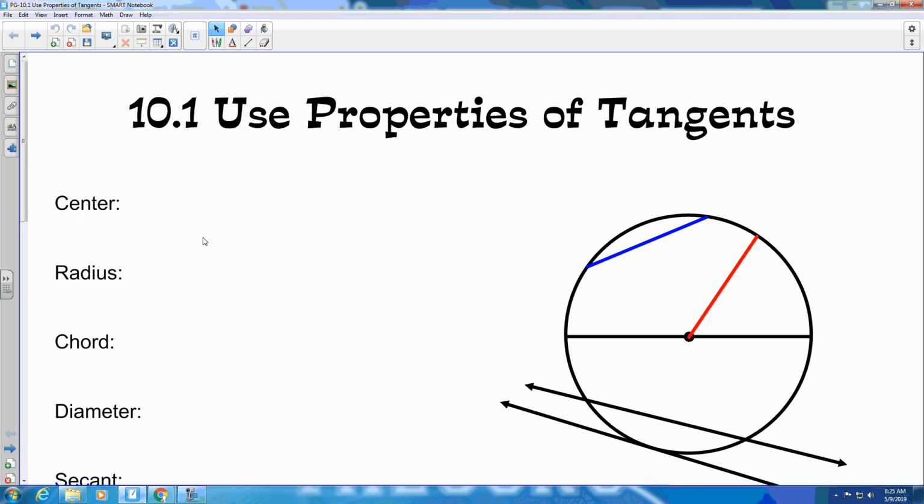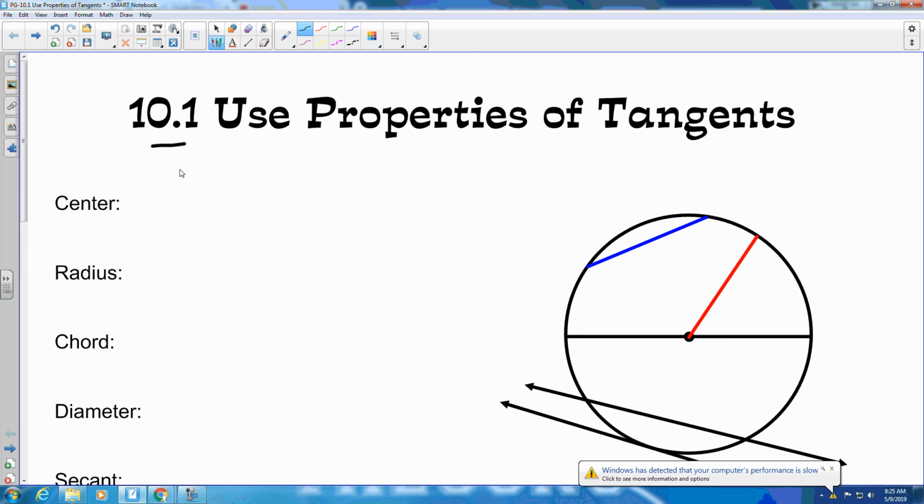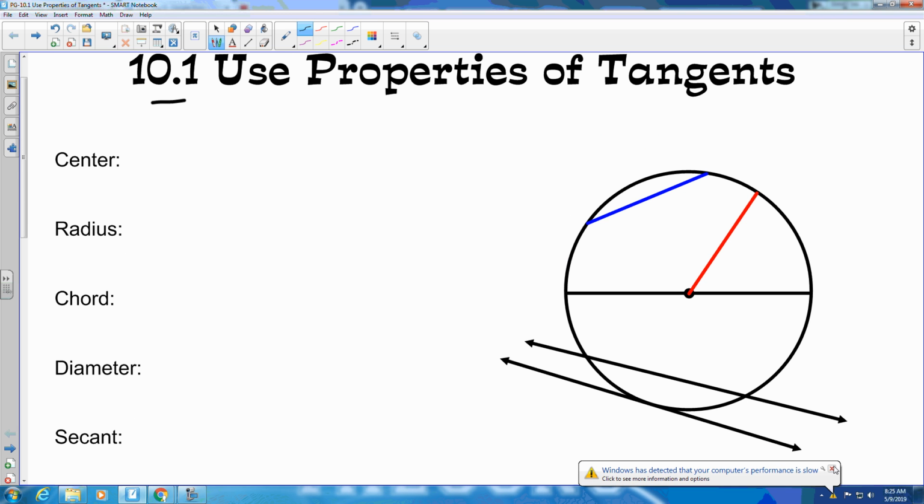All right, we're in section 10.1 where we're going to use properties of tangents. So we're getting into looking at circles and the different properties that circles can have. We have some terms here on the left, and we're going to review those. Some of them you've seen before, some of you have not.